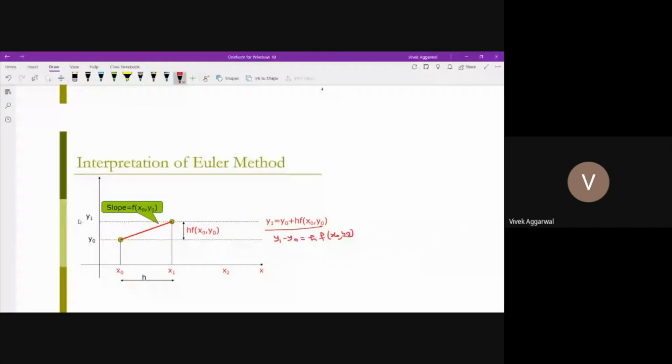So the slope here is this one. Now my y1 is this. So y1 minus y0 becomes h f(x0, y0). So this is my y1, this is my y0. So the difference is equal to h f(x0, y0). From here we are able to find the value of the function at x1, that is y1.